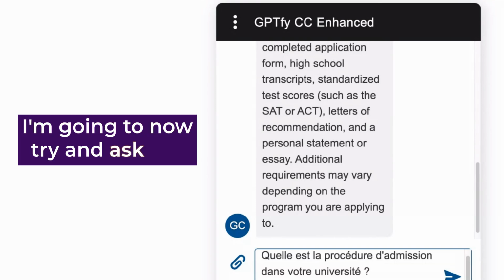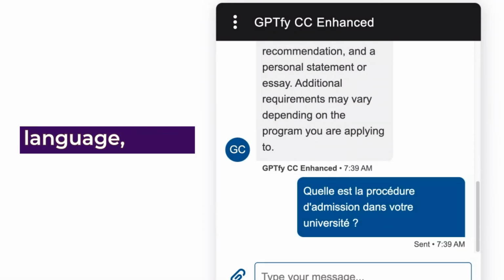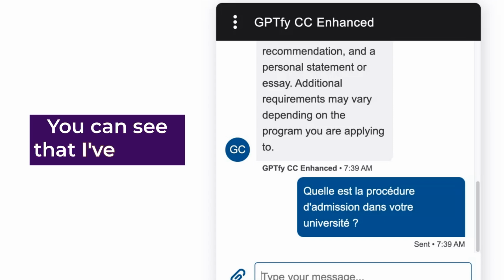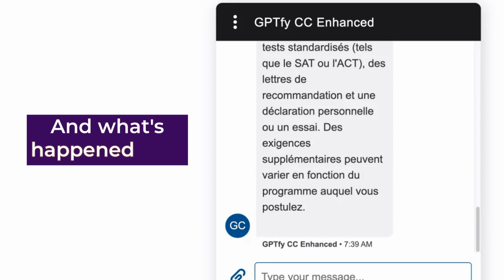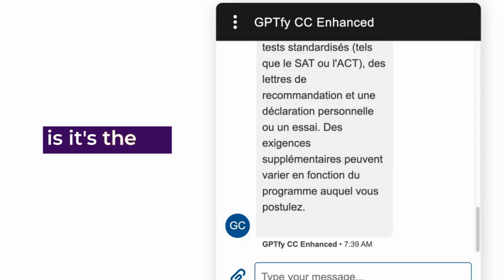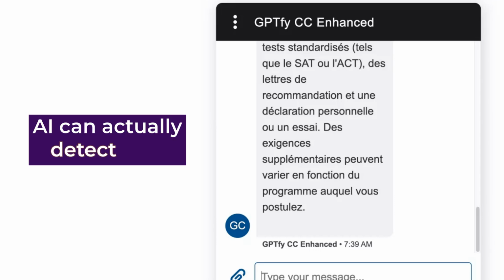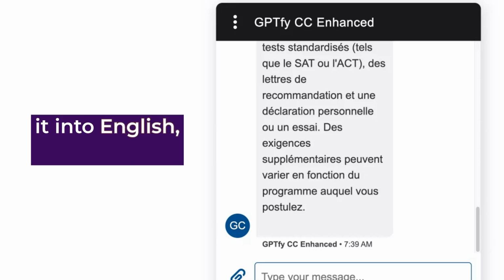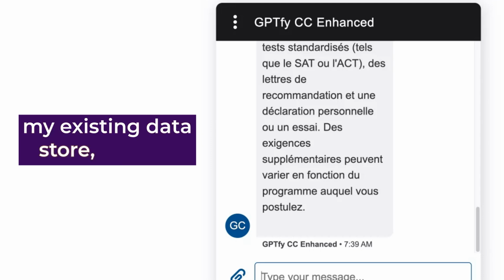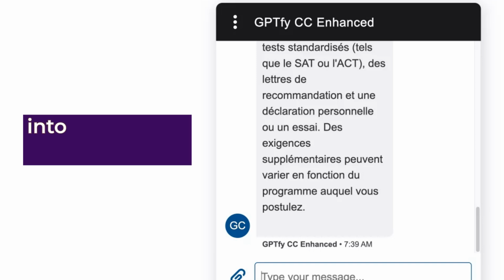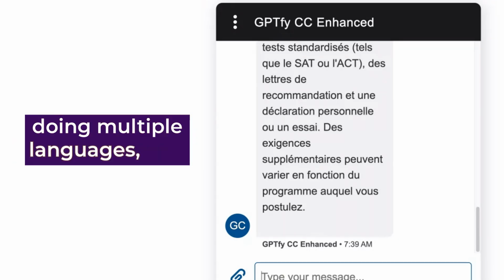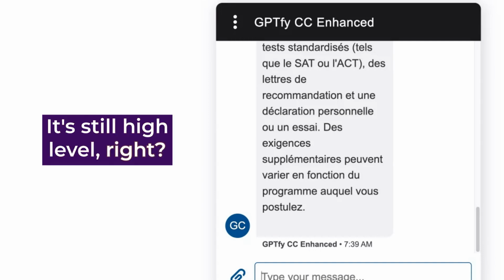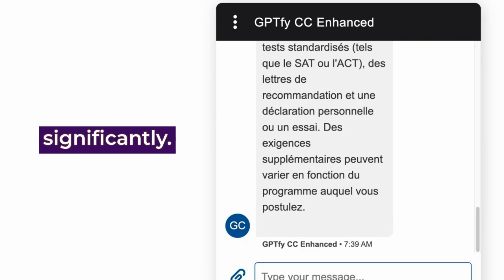I'm going to now try and ask the same question in a different language. And for those of you who speak French, you can see that I've asked this question in French. And what's happened now is the AI can actually detect that you asked this question in French. It's basically still translating it into English, going against my existing data store, getting the response, translating it into French, and presenting it. Again, interesting that we are doing multiple languages, but it's still high level. It's interesting, but not significantly.